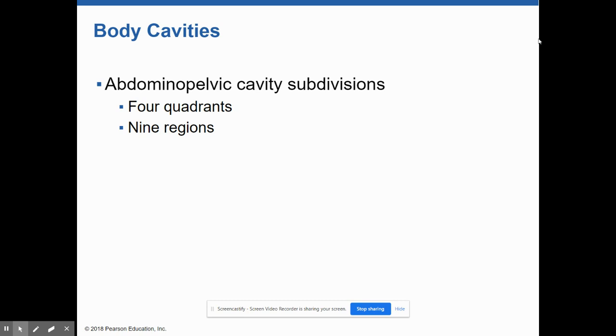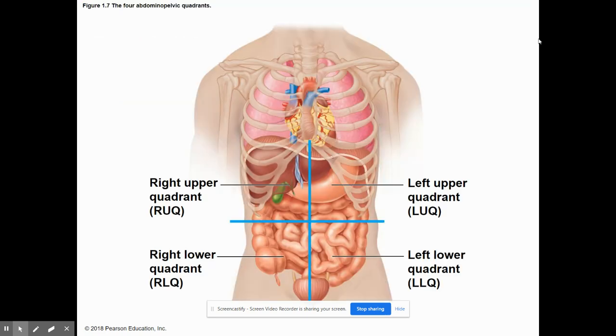And then a lot of times, the abdominopelvic cavity will be divided into subdivisions. So there's the abdominal quadrants and the abdominal regions. There are 4 quadrants or 9 regions, and we'll go over that over the next few slides. So the abdominal quadrants are broken up into the right upper quadrant, left upper quadrant, left lower quadrant, and right lower quadrant. And the umbilicus, or your belly button, is the divider for the 4 quadrants.